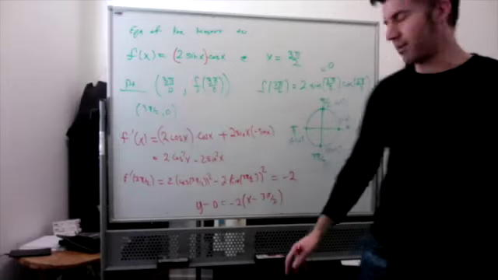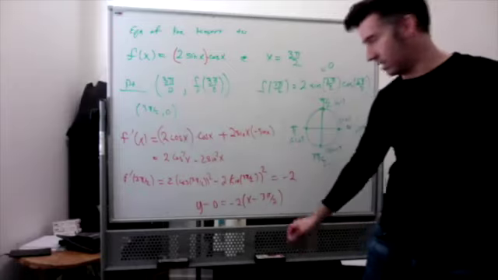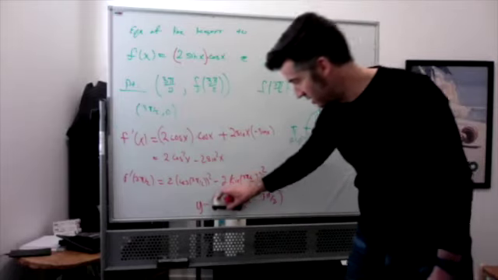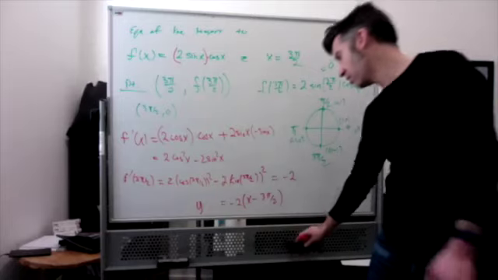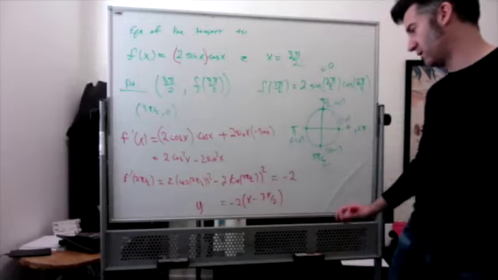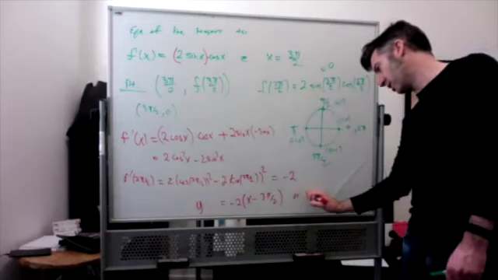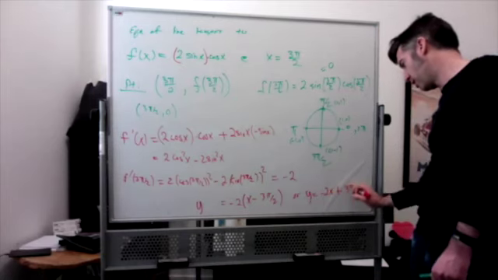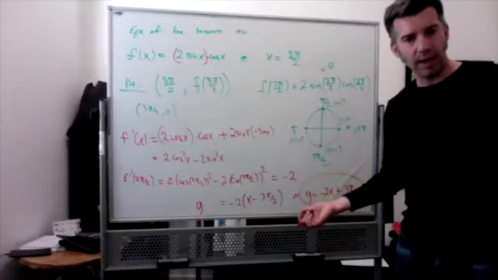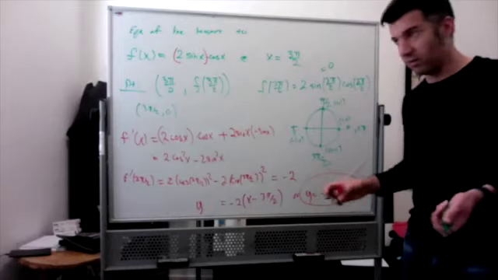And you could probably leave it like that, meaning you should erase the 0. If you've got y minus 0, you should just write y equals whatever. So y equals negative 2 times x minus 3 pi over 2. Or if you want to distribute the negative 2, it's negative 2x plus 3 pi. Which is probably a better way of writing the answer, but either way should be fine.